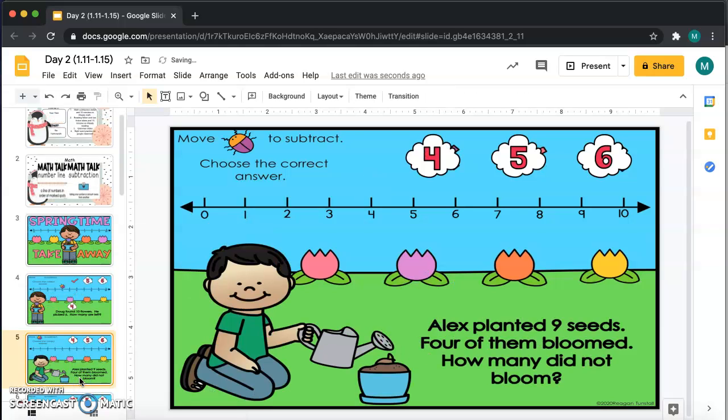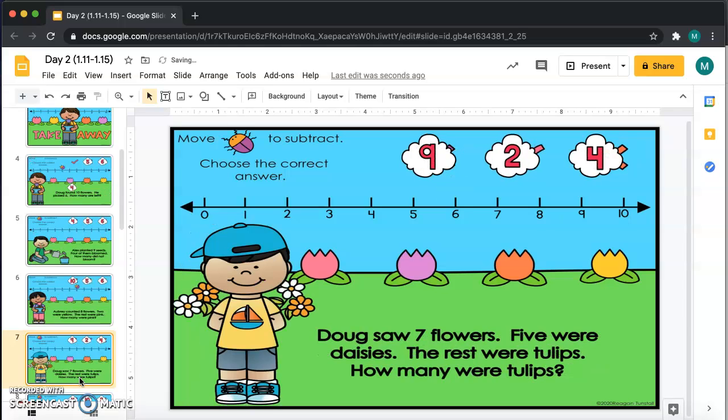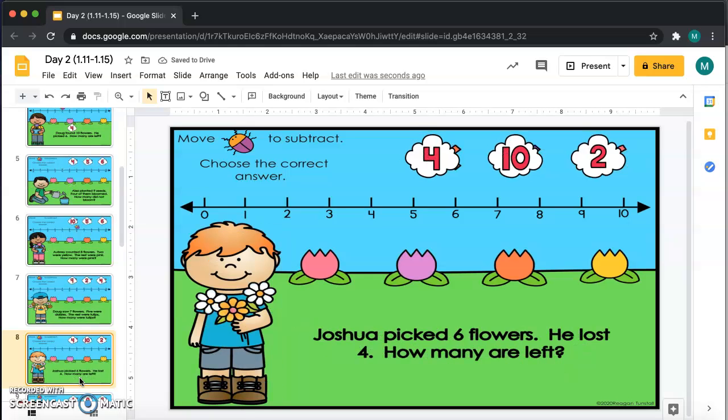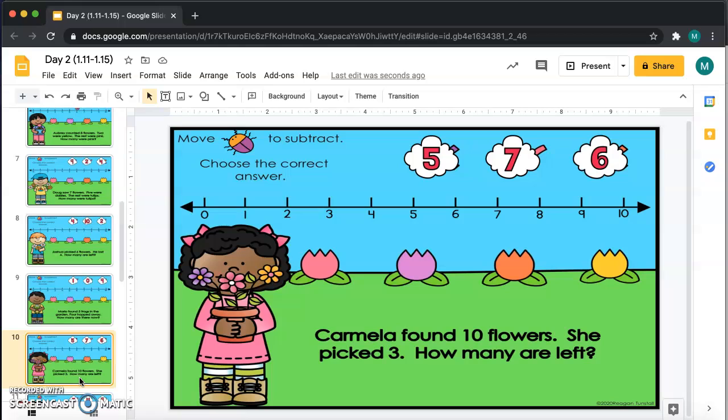You're going to do that same thing with the rest of them. So Alex planted 9 seeds. 4 of them bloomed. How many did not bloom? Aubrey counted 8 flowers. 2 of them were yellow. The rest were pink. How many were pink? Doug saw 7 flowers. 5 were daisies. The rest were tulips. How many were tulips? Joshua picked 6 flowers. He lost 4. How many are left? Mario found 5 frogs in the garden. 4 hopped away. How many are there now?